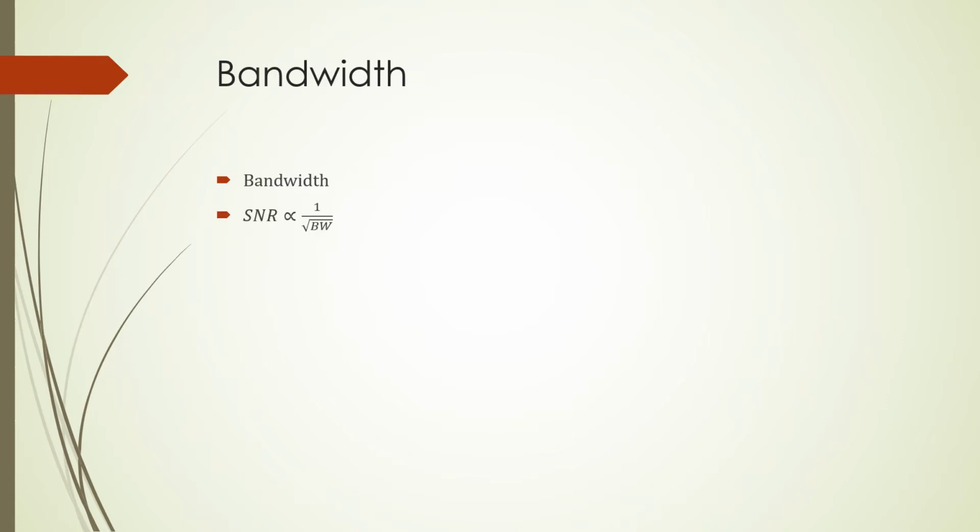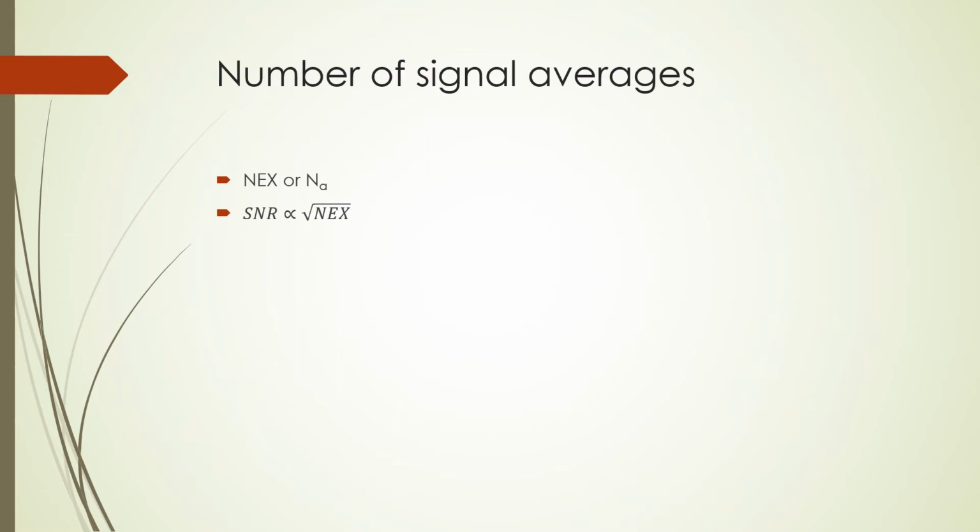Signal to noise ratio can be increased by decreasing the bandwidth. The formula shows the signal to noise ratio is inversely proportional to the square root of the bandwidth. So doubling the bandwidth will cut signal to noise ratio by a factor of the square root of 2, which is 1.414. Signal to noise ratio is linearly proportional to the square root of the number of excitations or the number of signal averages. So doubling the number of signal averages will increase the signal to noise ratio by the square root of 2, which is also 1.414.